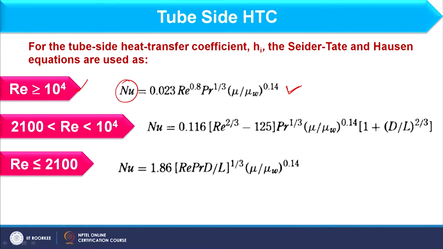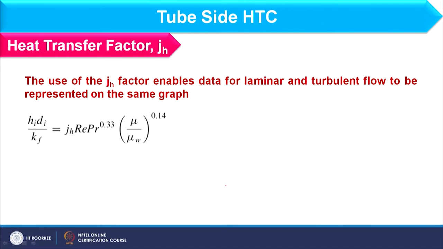If I am in the transition zone, where the Reynolds number varies from 2100 to 10,000, there you can use this Hausen equation, which depends on the diameter as well as the length. And if the Reynolds number is less than 2100, meaning it falls in the laminar zone, then you can calculate the heat transfer coefficient using this expression, which is the Sieder-Tate equation, where in the laminar zone the heat transfer coefficient depends on the D/L ratio. So what we have seen till now is that, depending upon the Reynolds number, we can have different expressions which we can use to calculate the tube side heat transfer coefficient.